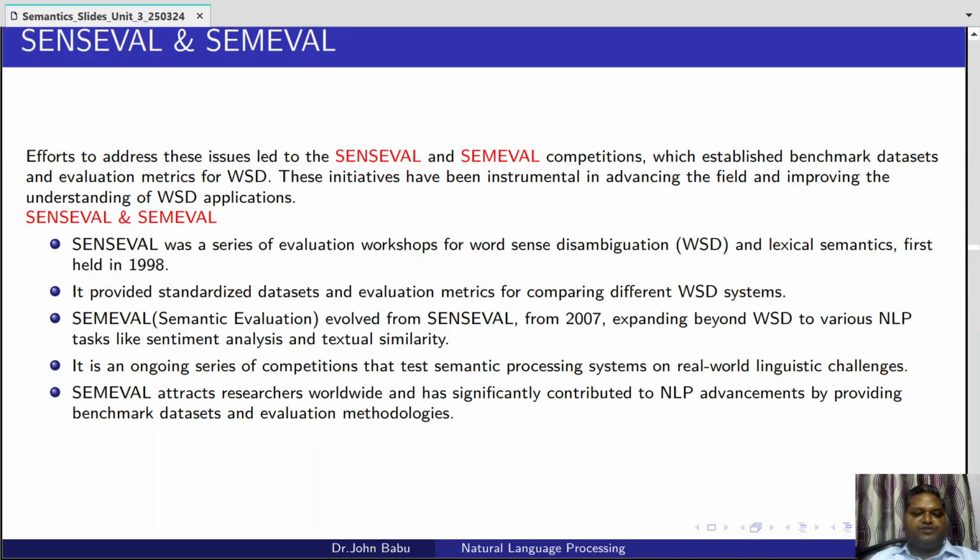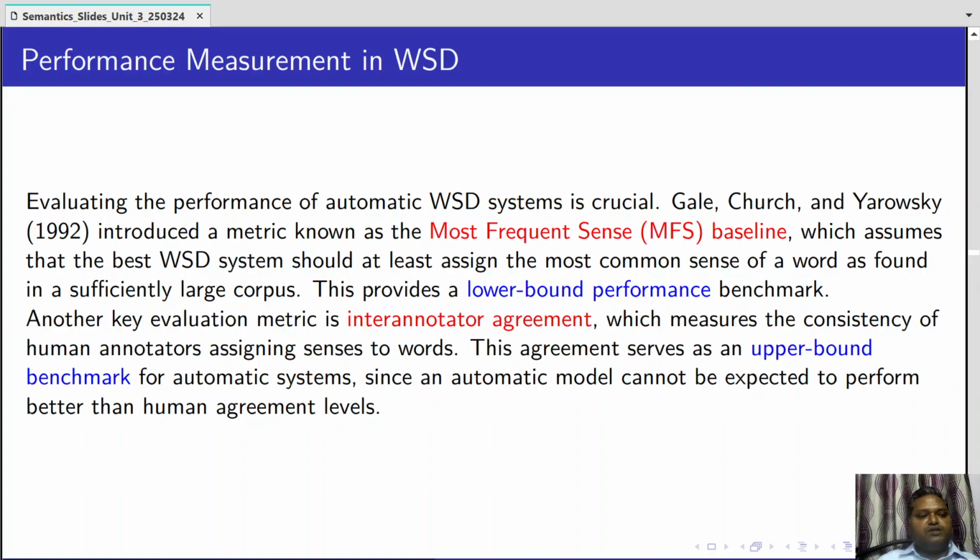Remember, these two are the competitions. Earlier, the competition was called SenseEval. Now the competition is called SemEval. So these are the competitions where NLP engineers and scientists worldwide come together, they are given some set of tasks, they solve them, and they contribute to the progress of this subject. SemEval attracts researchers worldwide and has significantly contributed to NLP advancements by providing benchmark datasets and evaluation methodologies. So this one competition, earlier called SenseEval, now called SemEval, provides resources not only for word sense disambiguation, but also for semantic parsing or semantic role labeling.